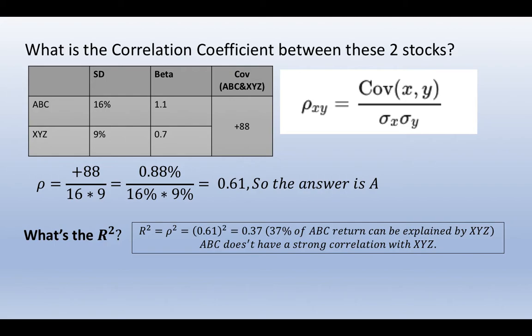So anyway, both the R square and the correlation coefficient here tell you the correlation between the stocks ABC and XYZ. So it's the relationship between the two stocks. It does not tell you the correlation between the stocks and the market.